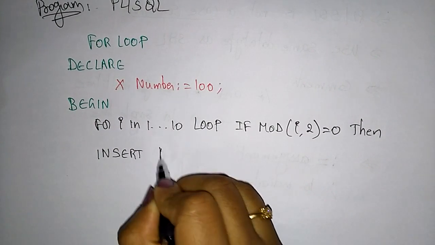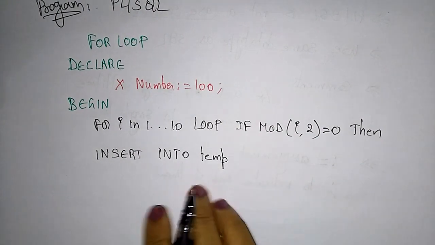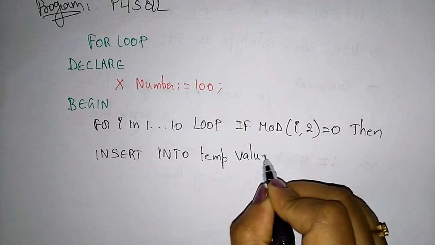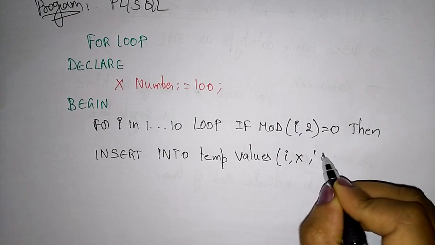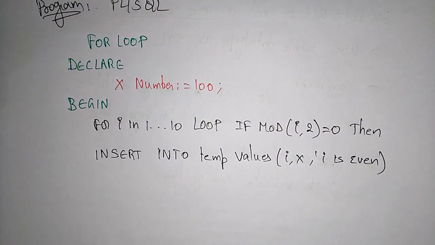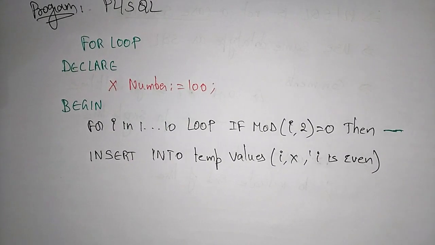INSERT INTO temp. Temp is a table name. INSERT INTO temp VALUES (I, x, 'I is even'). So what does it indicate here? This is a single line comment. Let me write the single line comment.